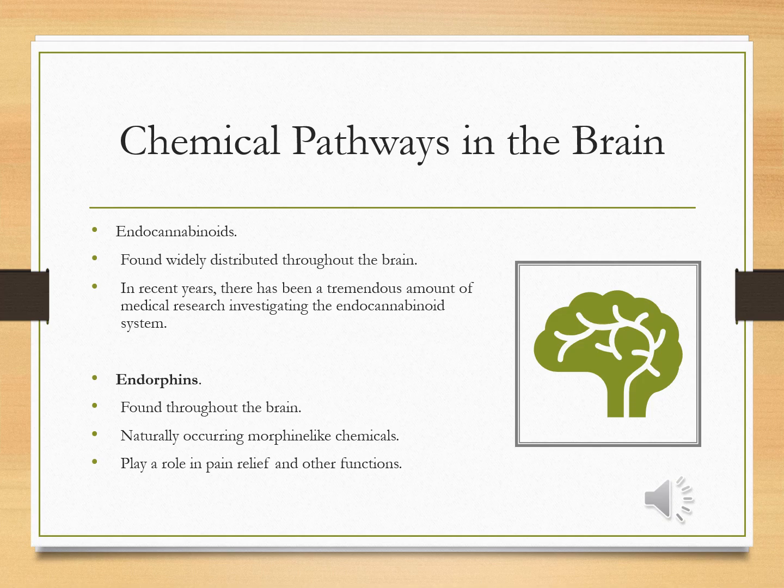endogenous morphine-like substances. So these substances are known to play a role in pain relief, but they're found in several places in the brain as well as circulating through the blood, and not all of their functions are known at this time.